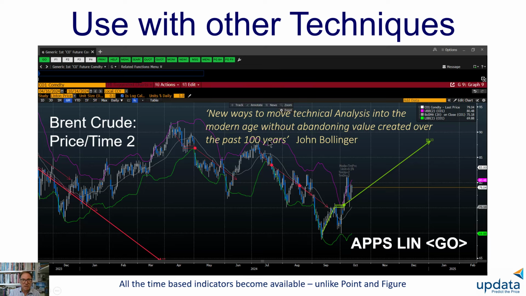Here I've got Bollinger Bands on the chart, and John Bollinger, I know John, he saw me present these in Jakarta, and very much this, John says, new ways of using technical analysis in the modern age without abandoning the value created in the past 100 years. This is really the ethos of these targets. So you can use these time-based targets, unlike point and figure, with other things like Bollinger Bands.